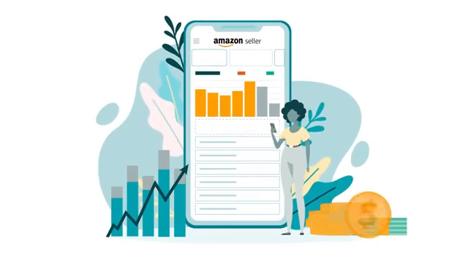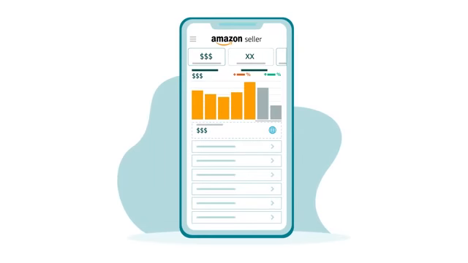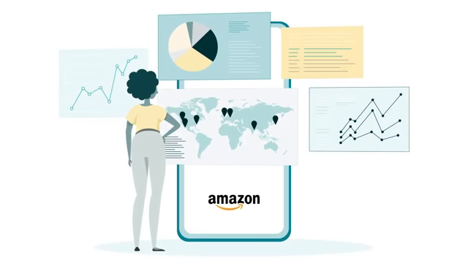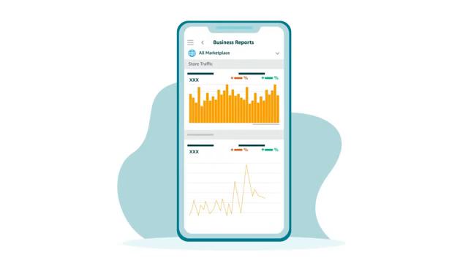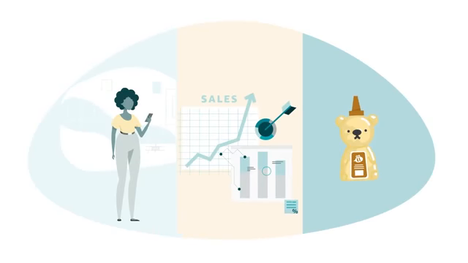The app lets you monitor your sales and business KPIs from anywhere. Your home screen dashboard shows constantly updated metrics for your store's sales and performance. See your current daily sales measured by product sales or units sold. And you can monitor your global sales with the global dashboard. Business reports also let you keep a close eye on your store's traffic and conversion rate. These reports give you an immediate snapshot of your store's performance down to the individual ASIN level.